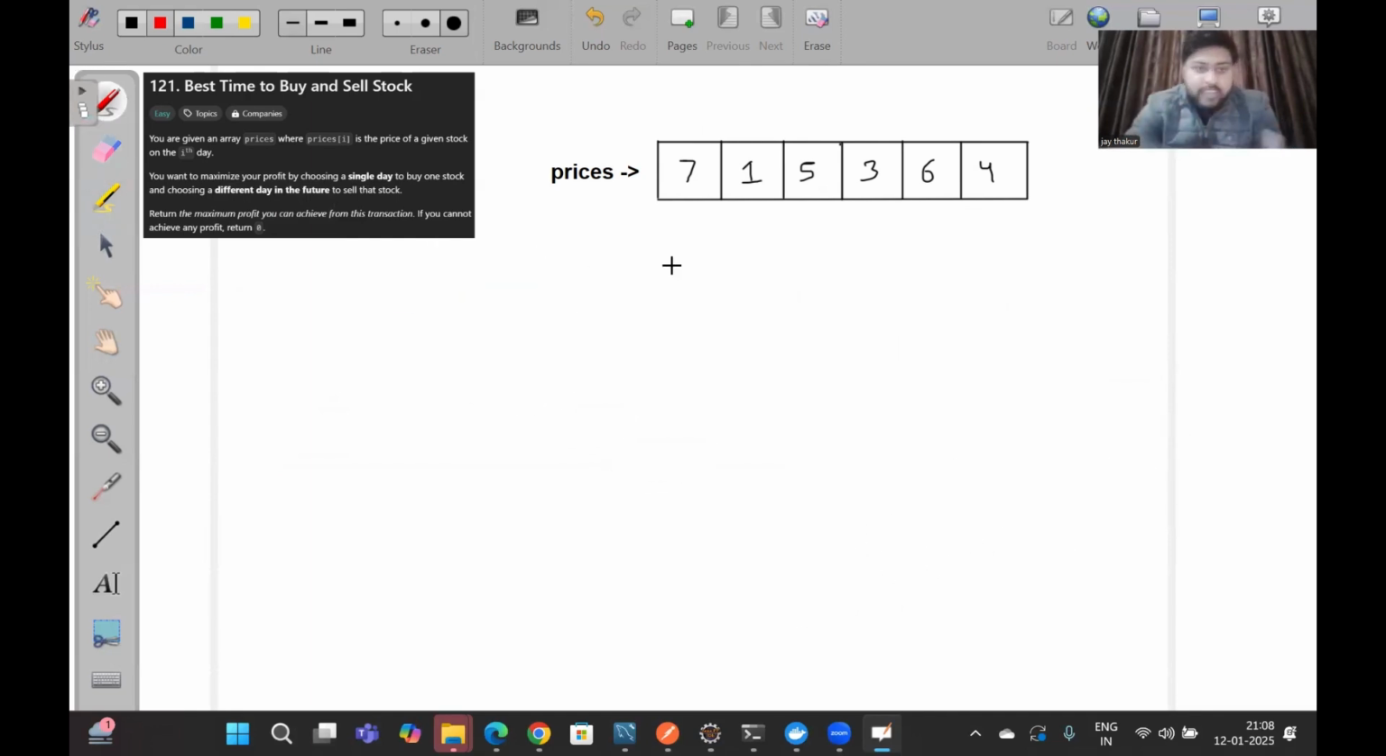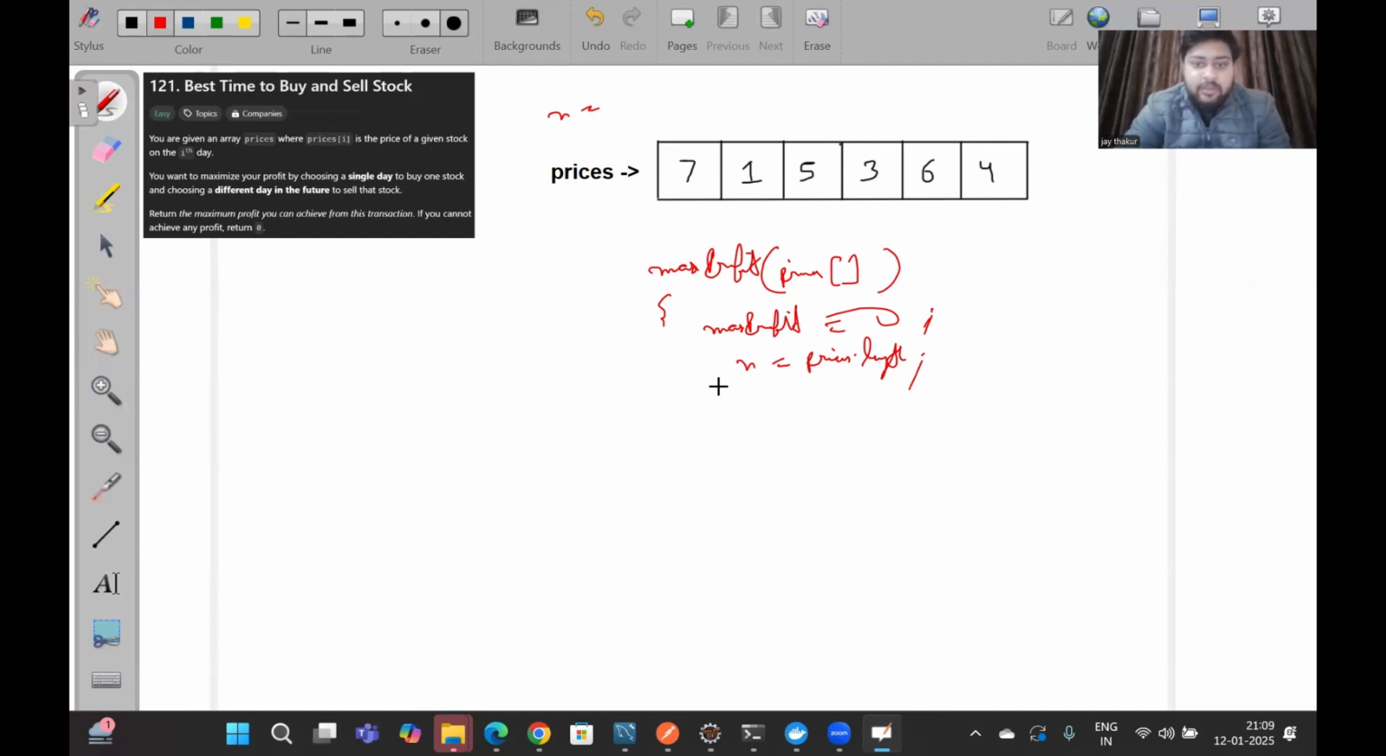So let's say we are implementing this function maximum profit, and we are given an array of prices where prices of i represents the price of the stock on the ith day. Now simply we will take a variable, maximum profit, which will initially be equal to 0. Initially, the maximum profit we have is 0. After that, we will extract the length of this into a variable n.